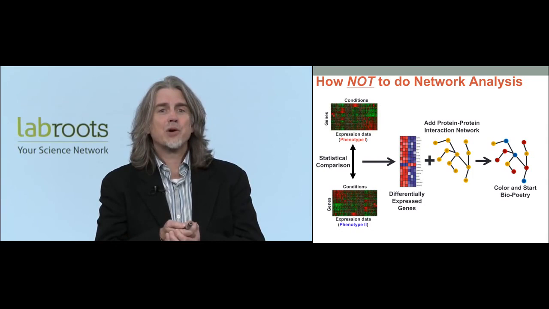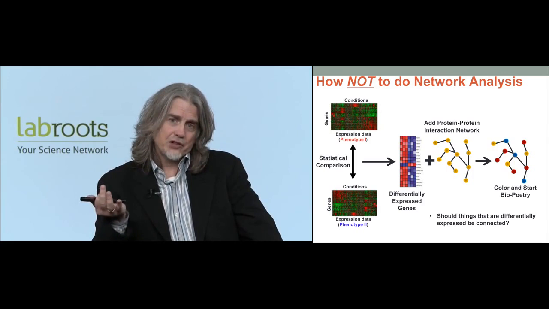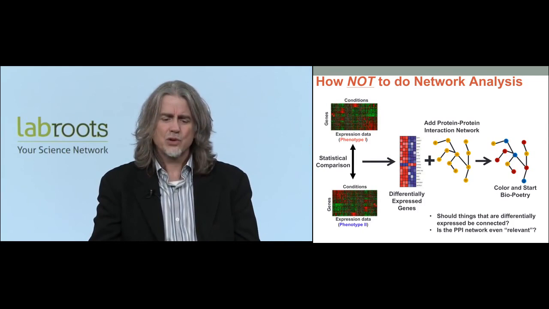So there are some potential problems with that. One of them is, should the things that are differentially expressed actually be connected? If we have genes that are up in one situation and down in another, or vice versa, should they be linked together in the network? I'm not sure that's actually true. And then the other question is, is that protein-protein interaction network that we use even relevant?